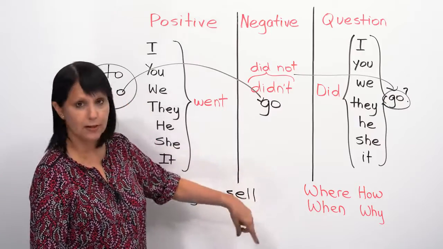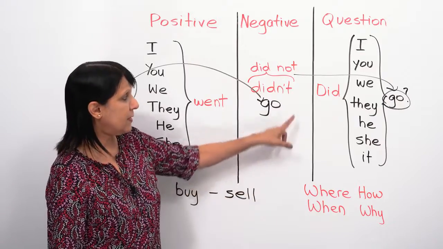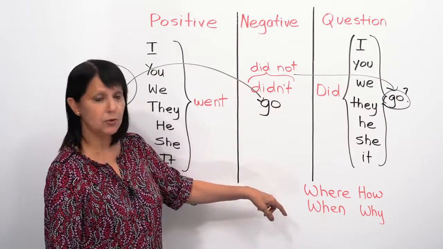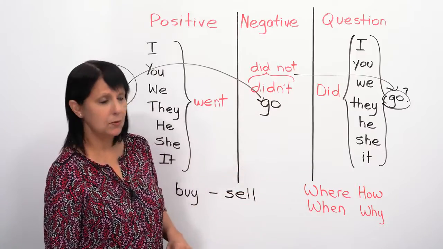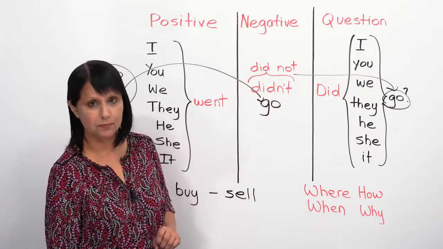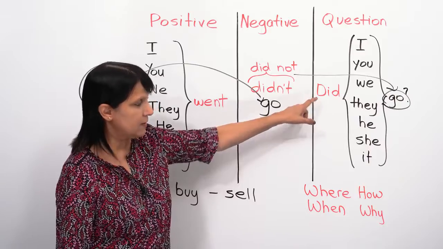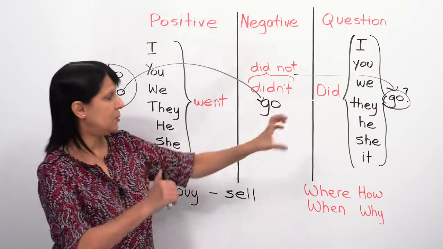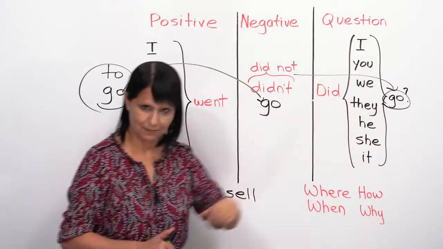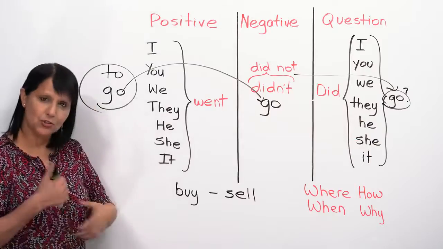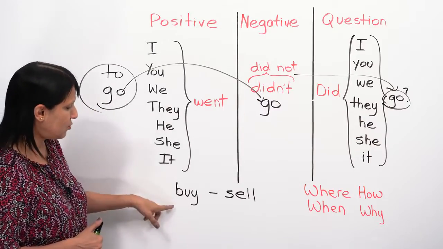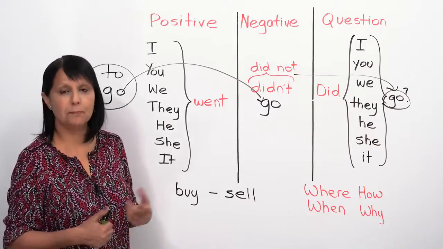Okay? And remember, the same style works here. So if you need to add a question word, where did you go? When did you go? How did you go? Why did you go? Right? We just put it just here before the did, but we have to keep this order. All right? Now, just to show you that you've got it, let's try with another irregular verb, buy.